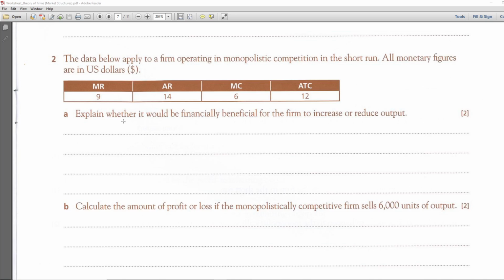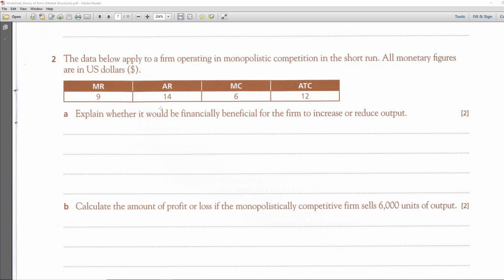Question 2A: explain if it will be more financially beneficial for the firm to increase or reduce the output. What is your answer? Reduce or increase based on the data given? If it increases, can you quickly explain why they should be better off by increasing the output? Because MC is still less than MR. MR is still more than MC. So if we produce more, we should be able to earn more extra profits. That's why it is going to be better if we increase the output in this case.